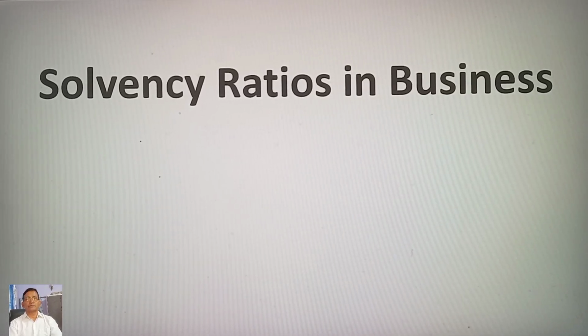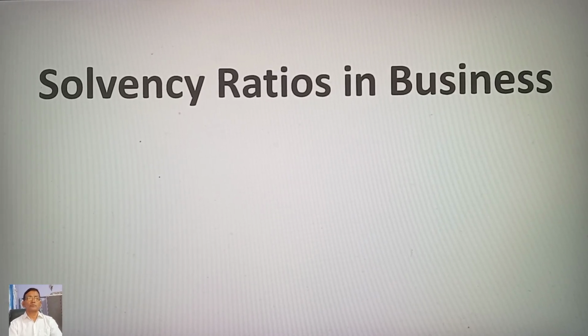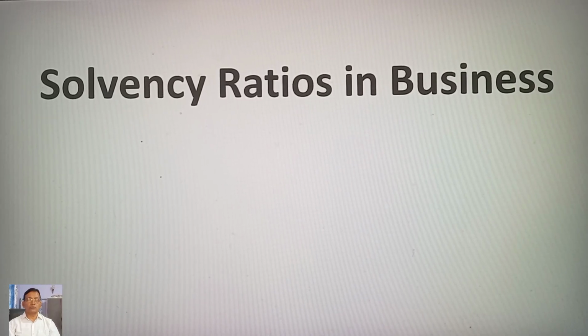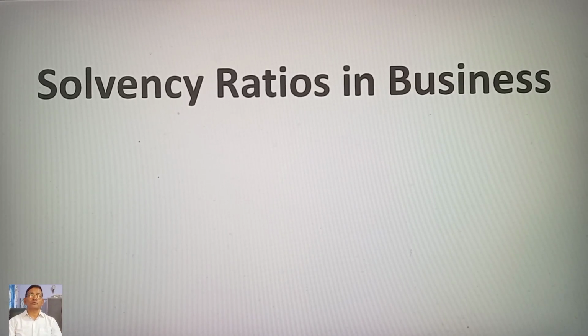We will discuss solvency ratios in business. Now, let us see what the solvency ratios are. Solvency ratios are critical for evaluating whether a company can continue its operations and fulfill its debt commitments over an extended period.